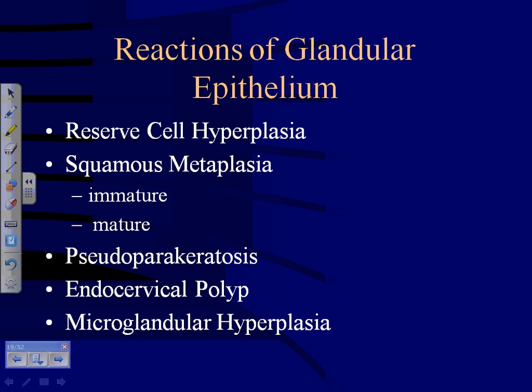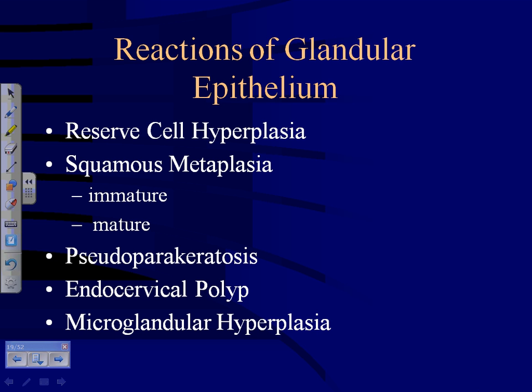All right, now we've been talking about squamous epithelium. What about glandular epithelium? It's there too, and it can also undergo some responses. One of the more common ones is reserve cell hyperplasia. Remember, it's the reserve cells that are the progenitor cell for the endocervical glandular cells. And they can undergo hyperplasia as they're also responding to something and trying to make new endocervical glandular cells.